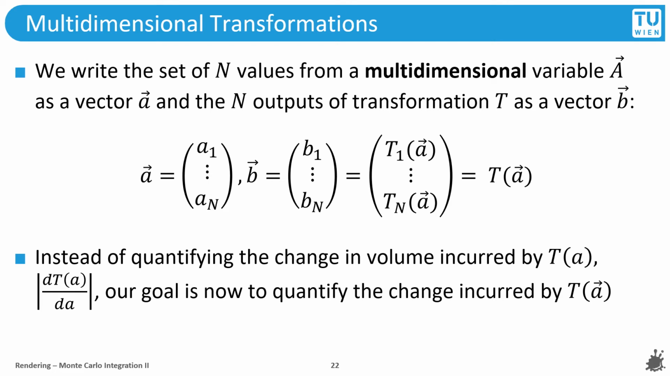But for the actual change in the PDF, we have to look at the term that before was the inverse of dB over dA, or dt of A over dA. We now have to make sure that this term incorporates the full change of the joint PDF when we transform one multidimensional variable to another.